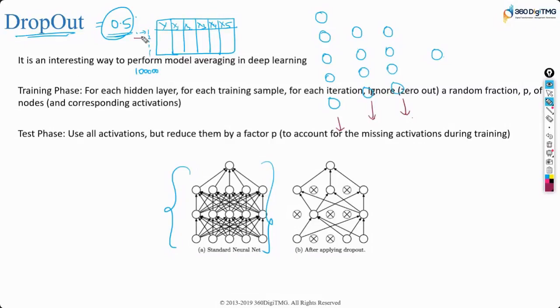When you pass the next row, another random 50% of the nodes or neurons will be dropped off. When you pass the next row, again randomly 50% are dropped off. So random 50% are dropped off basically. This is something like this.